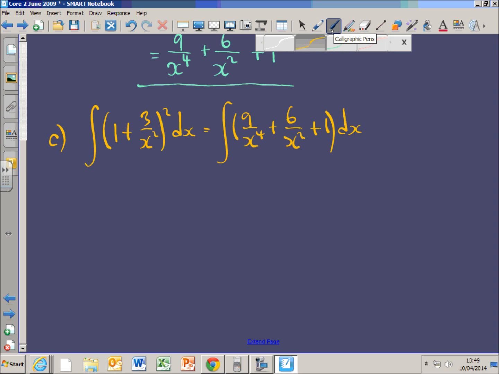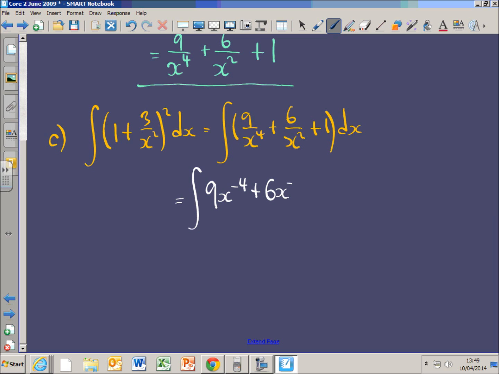What's the best way to write this so I can integrate it? 9 over x to the power of 4. When I integrate things, it's best to write it as 9x to the minus 4, yeah. And this one, 6x to the minus 2, and then that's just plus 1.